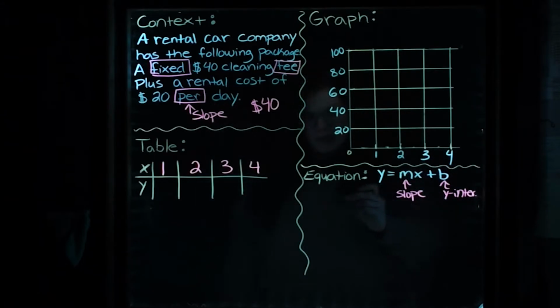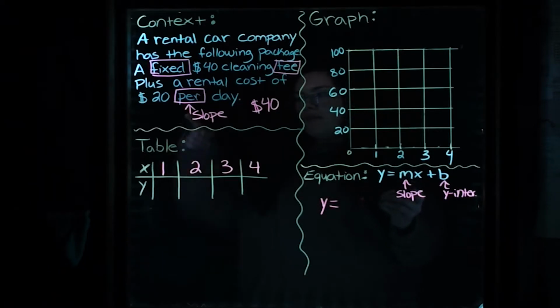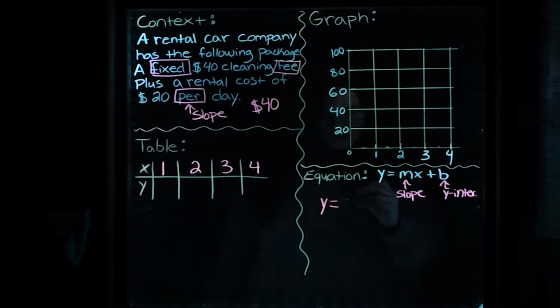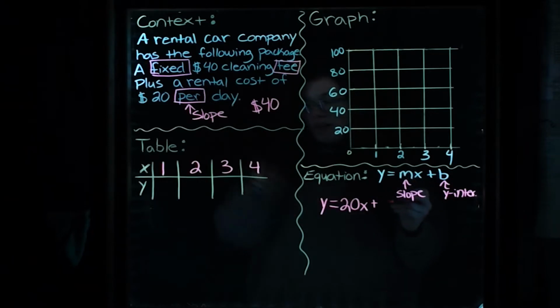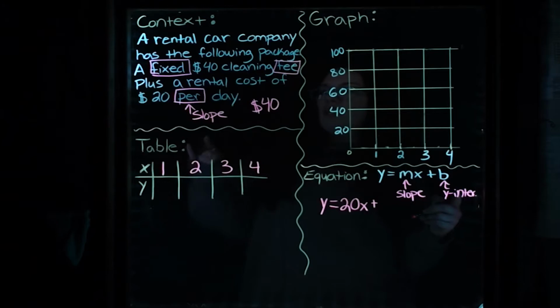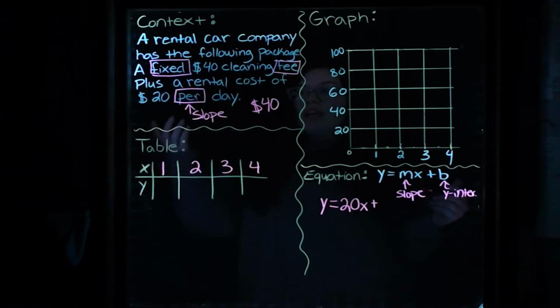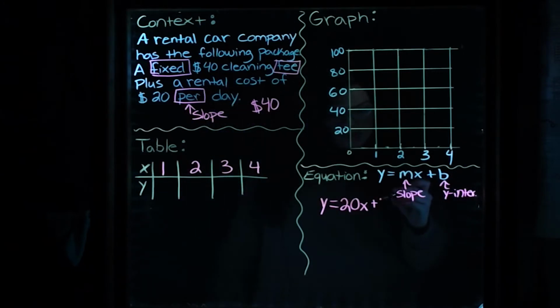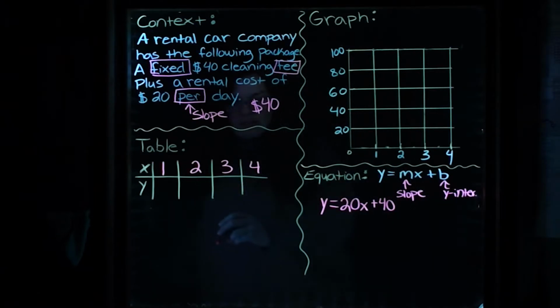So let's go ahead and make my equation. y equals, I've got to put the slope in for m. I already told myself the slope, 20. I need to add that x because that's going to help me with the table. And then my b is my y-intercept, or my starting point. My fixed fee tells me my b, my starting point, my y-intercept, so I know that's 40. So now I go to the table.